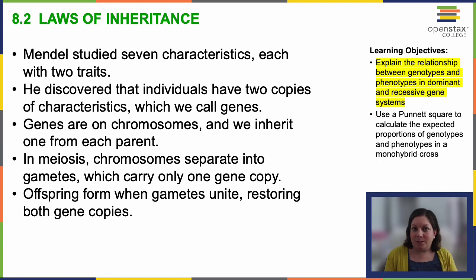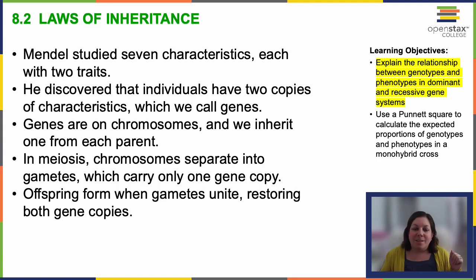We now call those copies genes, right? And those genes are carried on chromosomes. The reason we have 2 copies of each gene is that we inherit one from each parent. In fact, it's the chromosomes that we inherit, right? And the 2 copies of each gene are located on paired chromosomes. So chromosome 1, you get 1 from your mom, you get 1 from your dad. The same genes are present on each of those chromosomes, okay?